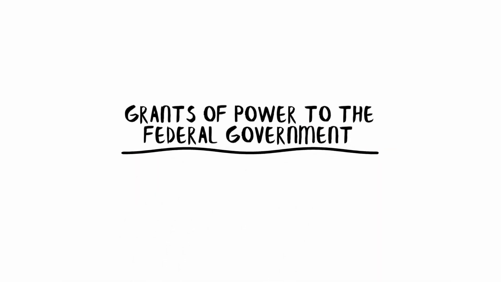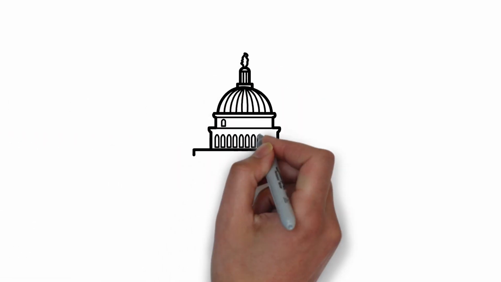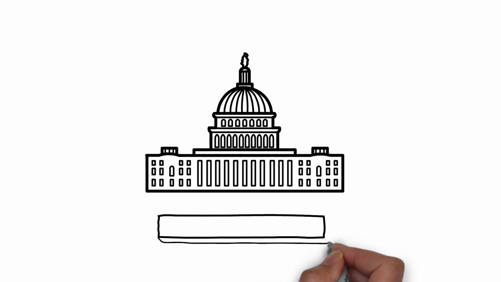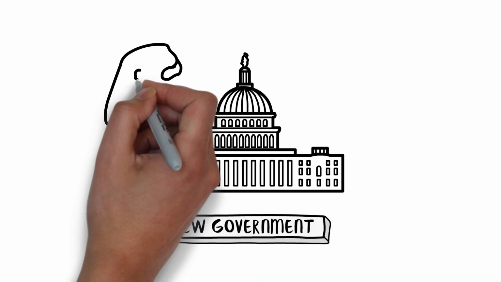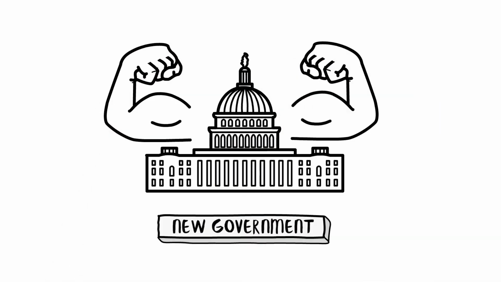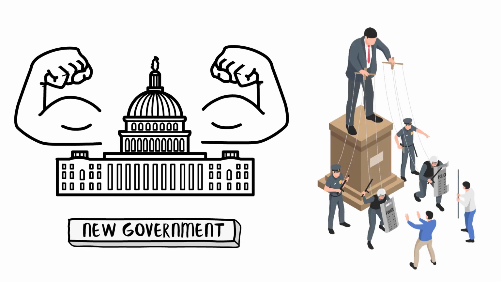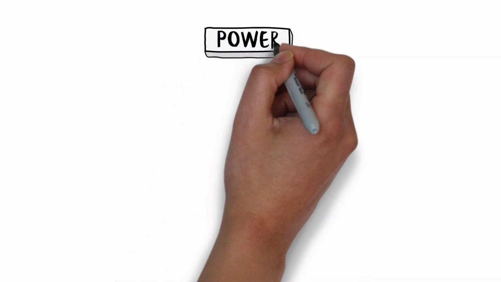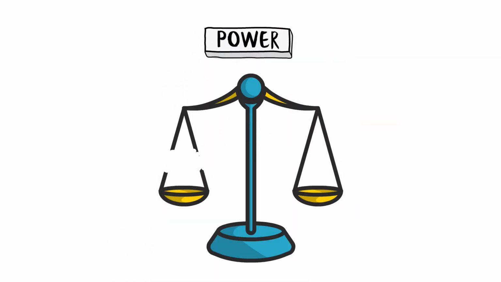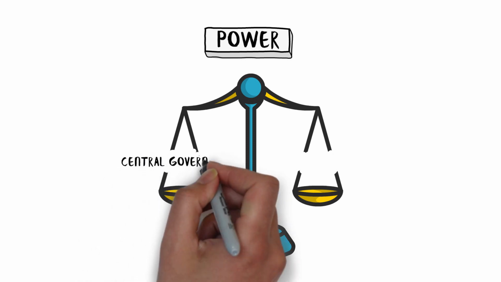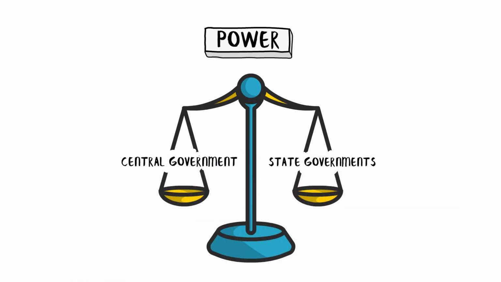Grants of power to the federal government. While the new government envisioned in the Constitutional Convention was to be stronger and more centralized than the national government under the Articles of Confederation, the concerns over centralized power were still very much alive in the minds of the framers. Instituting a more effective central government while limiting the scope of its reach required a balance between the powers of the central government and those of the states.